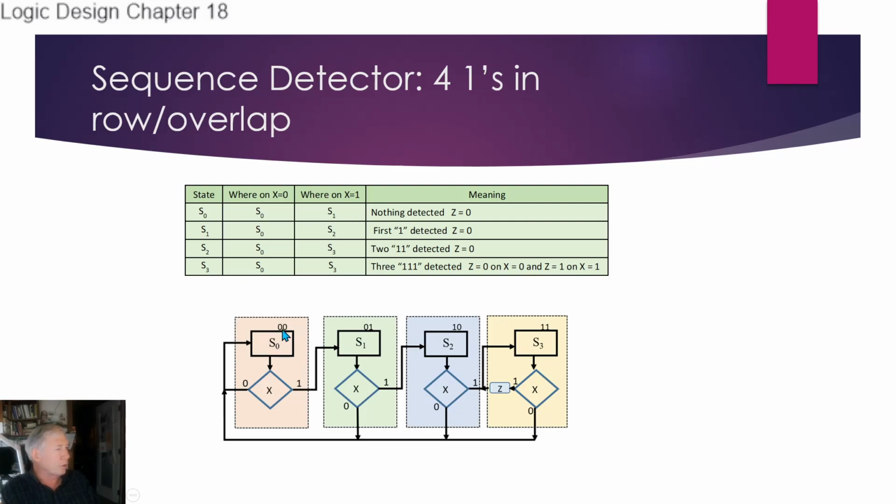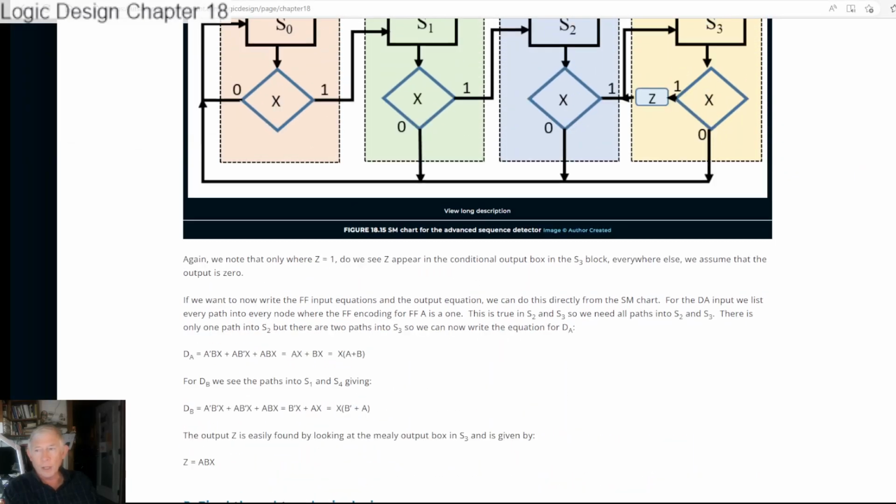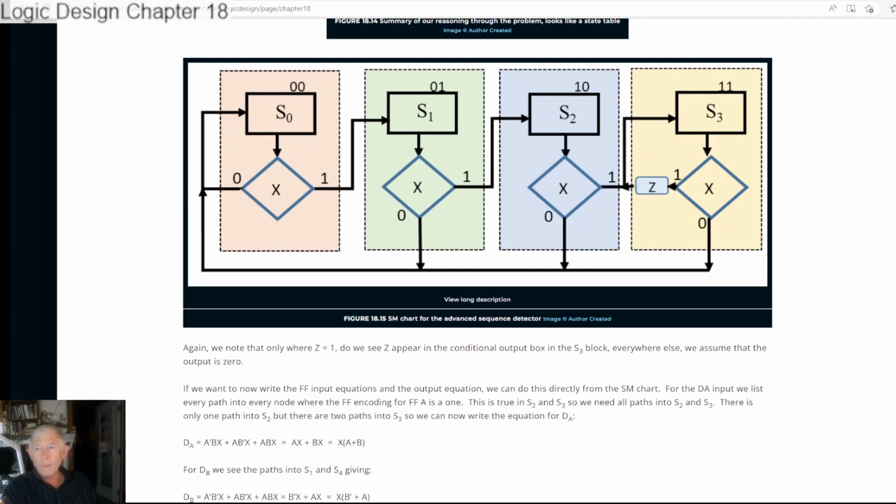So this S0 would be coded as 0, 0. With 4 states, we need 2 flip-flops, so A and B, and then 0, 1, 1, 0, and 1, 1. And then you can just write the equations, and that's pretty much easy to do. All you have to do is go through the process we had before, where for our DA input, you pick all the nodes where A is a 1, so that would be S2 and S3. And we get to S2 by A prime B X, and we get to S3 by A B prime X. And so we just OR those together, and that's our DA input.